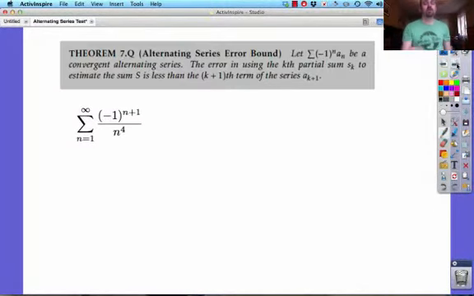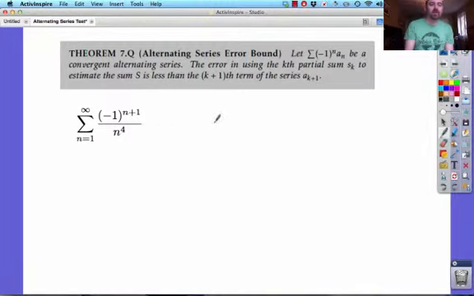Okay, so another way we can use the alternating series is by using something called the alternating series error bound. So I've got an alternating series and I want to figure out how I can estimate the value of the series. Here's what it says. I've got my series, it's alternating. I have the -1 to the n times the series, and it's a convergent alternating series. So it's got to pass all the things we saw in the previous example. What this says is that the error, this is pretty neat, in using the kth partial sum to estimate s is less than the next term in the series, which is pretty cool.